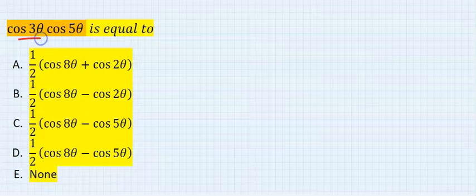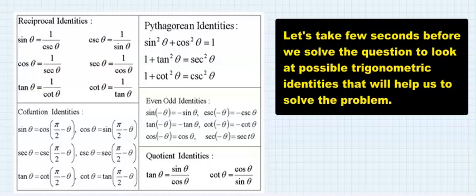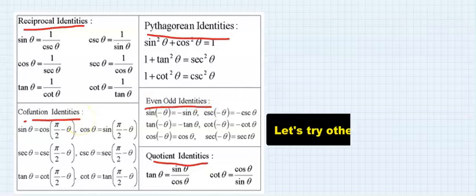cos 3 theta cos 5 theta is equal to any of this. Next, consider which identity will help you to solve the problems. Reciprocal identity won't help us. Pythagorean identity won't help us. The quotient identity won't help us. Neither the cofunction identity nor the even-odd identity can help us.